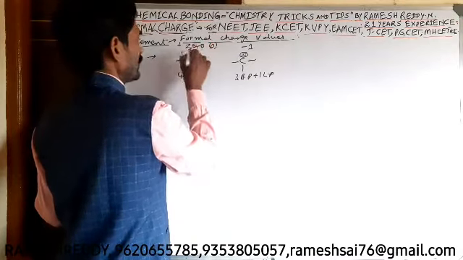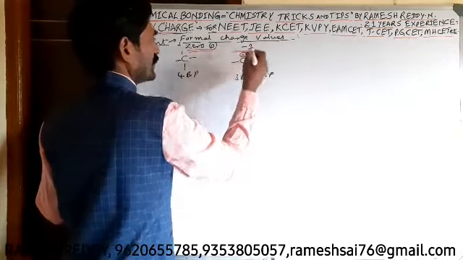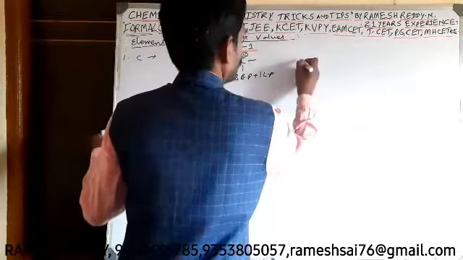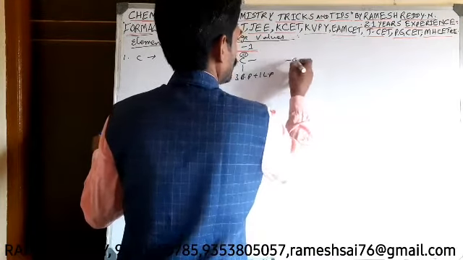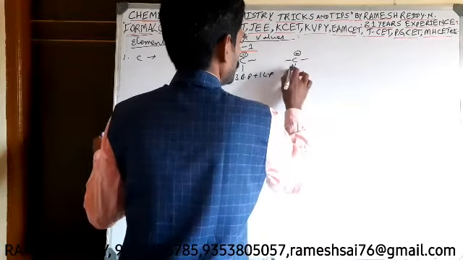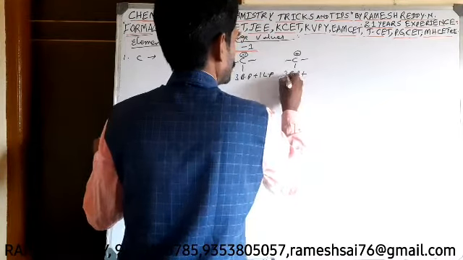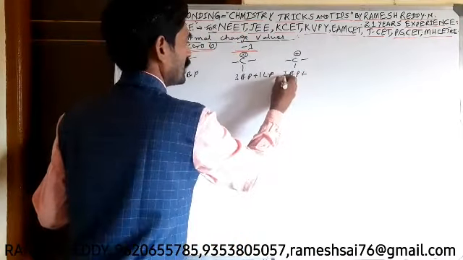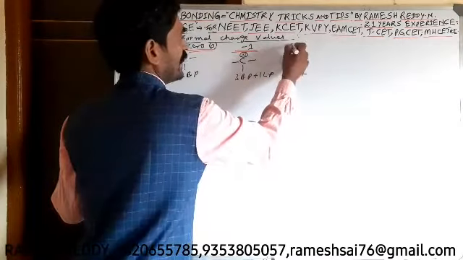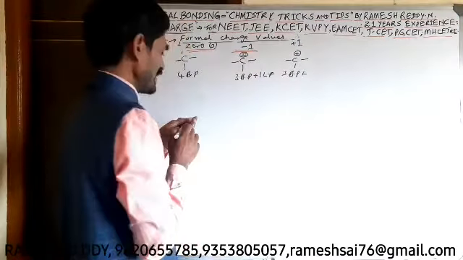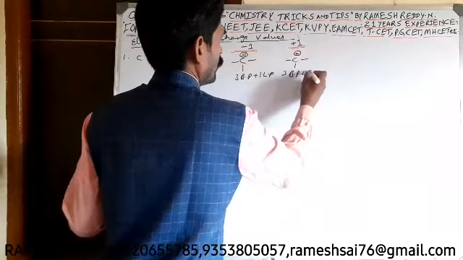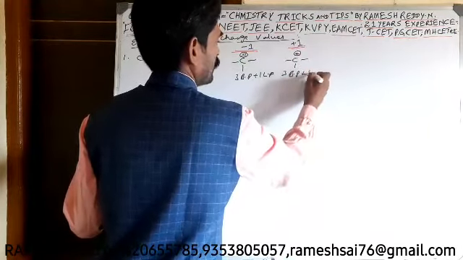Okay. Next. If the carbon has 3 bond pairs and 1 positive charge, that means the 4th bond pair of the neutral molecule is lost and it gets a positive charge. Then the formal charge is plus 1: 3 bond pairs and 1 positive charge.